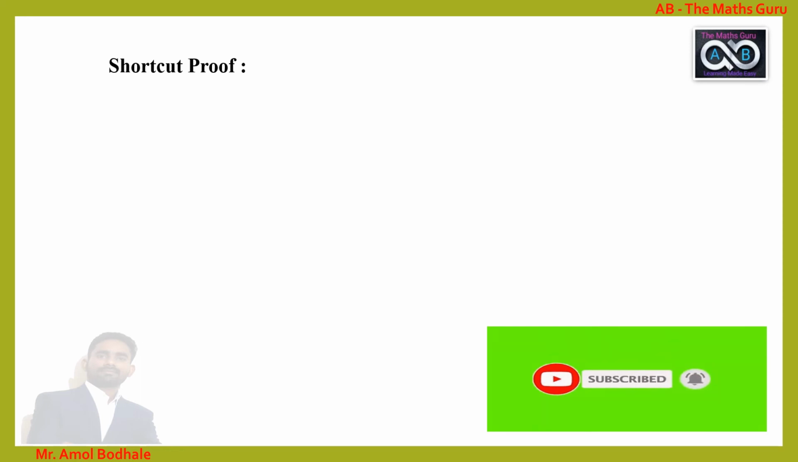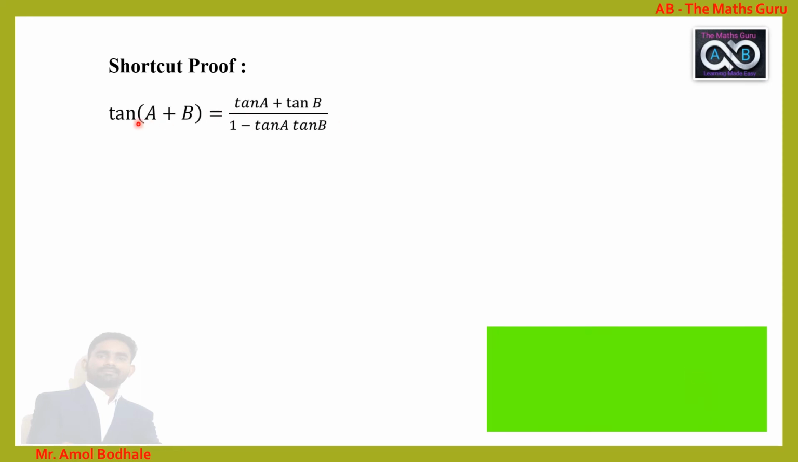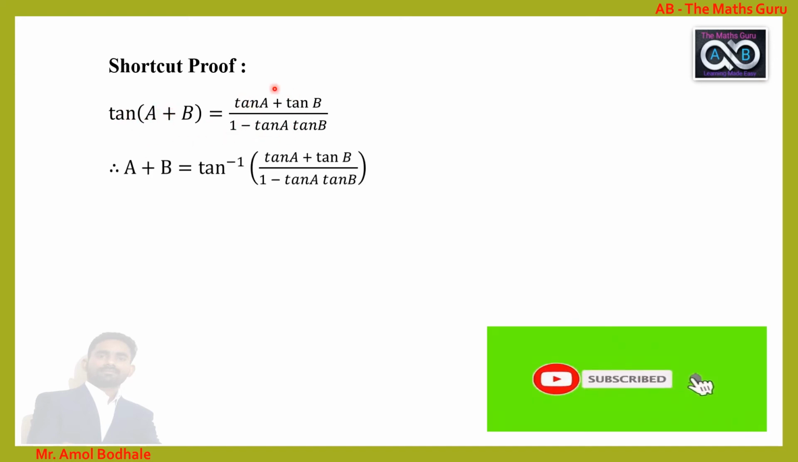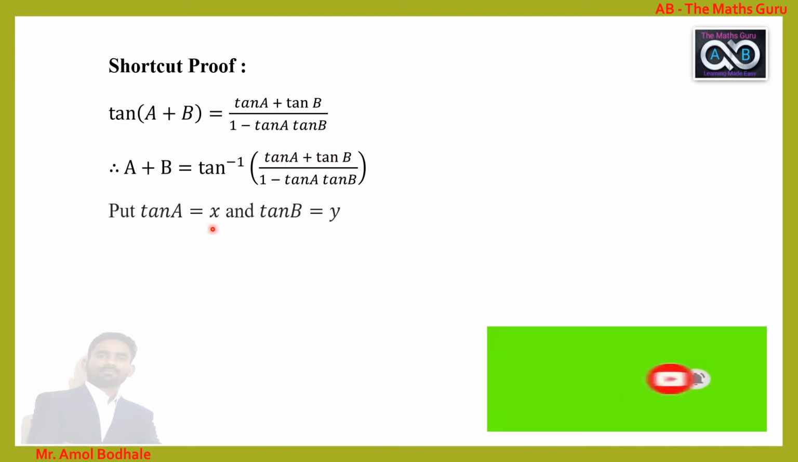See, we can prove it in a shortcut way. We know tan of (a plus b) is equal to (tan a plus tan b) upon (1 minus tan a into tan b). If we take this tan to this side, this statement can be written as a plus b equal to tan inverse of (tan a plus tan b) upon (1 minus tan a tan b). Here instead of tan a, if we put some variable, and instead of tan b, some other variable, that means tan a equal to x and tan b equal to y, then a is equal to tan inverse of x and b is equal to tan inverse of y.